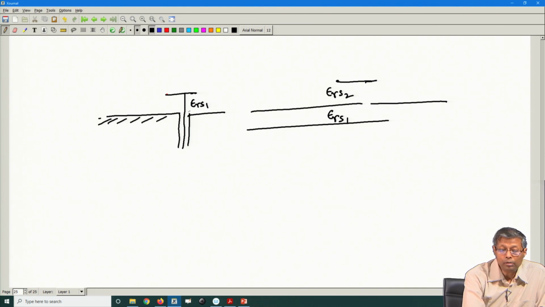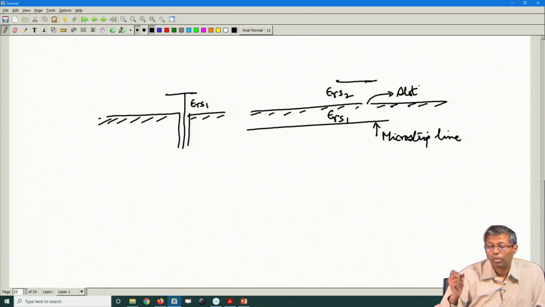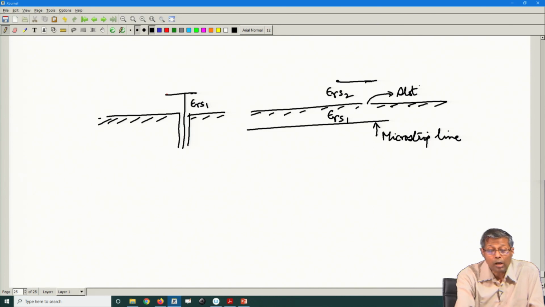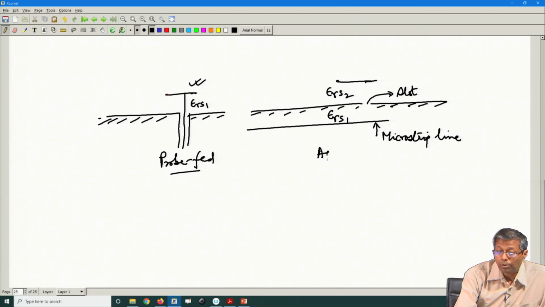So, this is the ground plane, this is the microstrip line, and this is the slot. So, after you have done this, what is the comparison between the probe fed patch and the aperture coupled patch?